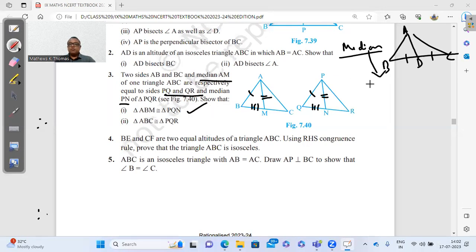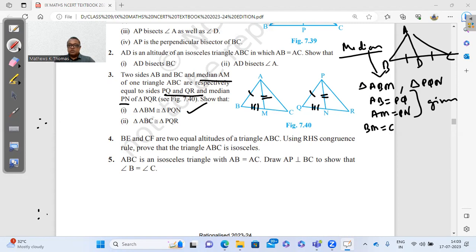First we have to prove the small triangles ABM and PQN congruent. Already we have two conditions: AB equals PQ, given, and AM equals PN, also given. Now for the third condition, we can say BM equals QN. This is not given, but we have to explain why. BC equals QR, given, and therefore half BC is equal to half QR. We know Euclid's axiom: if two things are equal, their halves will be equal.